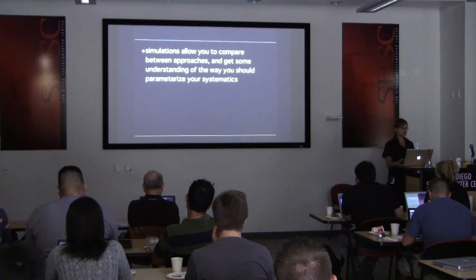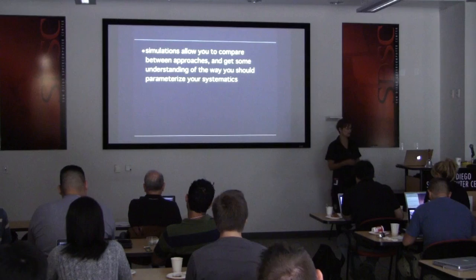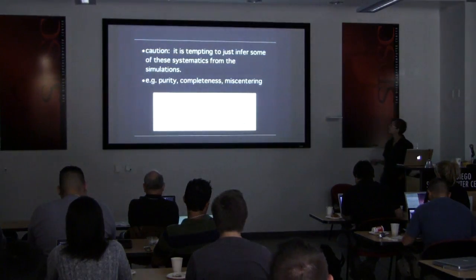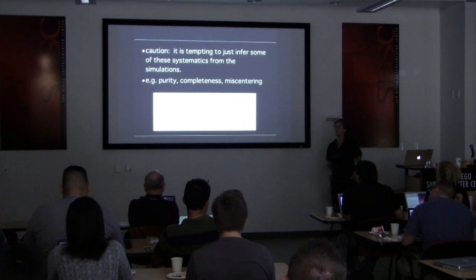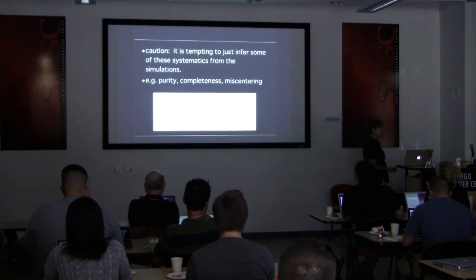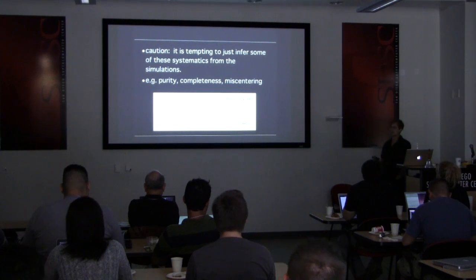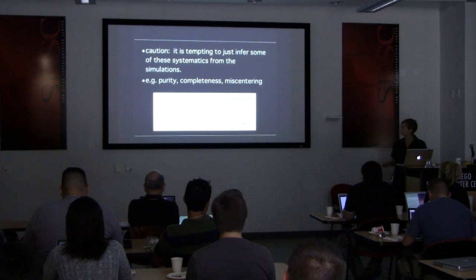But there really are a lot of dangers. I think people often place too much trust in these simulations, and as someone who creates them, I think one should have a fair bit of caution. There are several areas where it's tempting just to infer some of these systematics directly from the simulations, and sometimes that's the only thing you can do, right? Sometimes you have no way of measuring something in the real universe, and the only thing you can do is try to build the best simulation that you can and see what you can get.